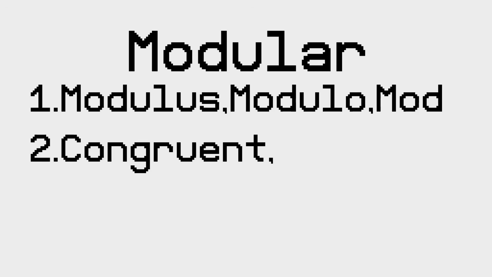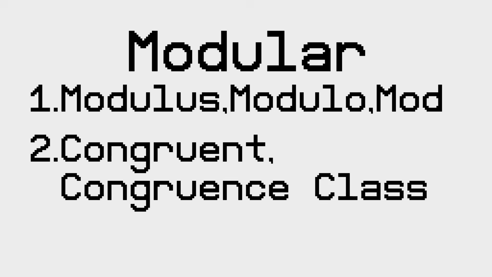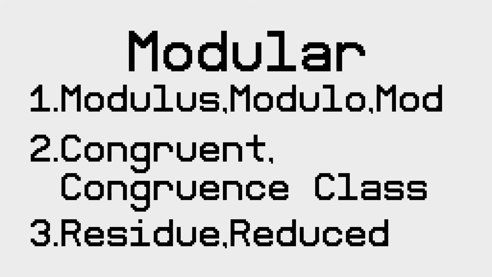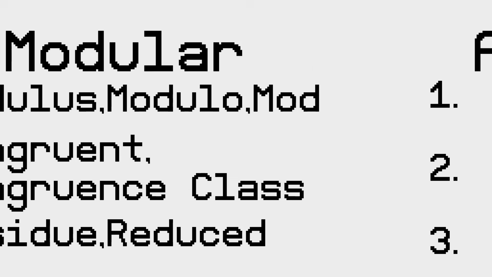Congruent refers to 2 numbers with the same remainder mod m, and the set of all integers with the same remainder is called a congruence class. The smallest non-negative number in a congruence class is called the residue, and a number is called reduced if the residue takes its place. Hopefully you've got this down, so let's move on to the arithmetic part.